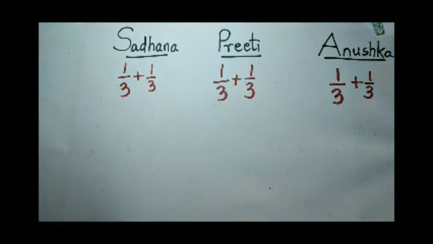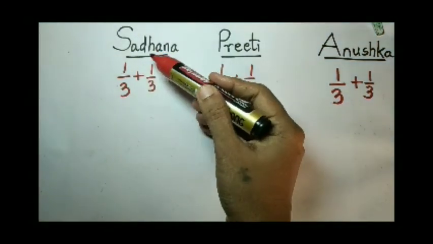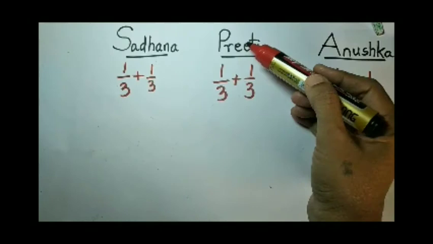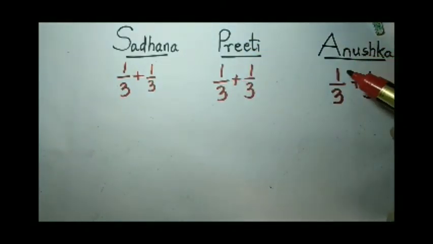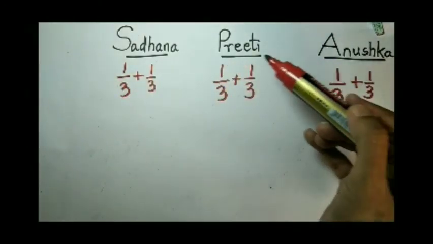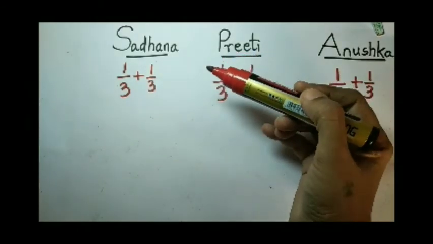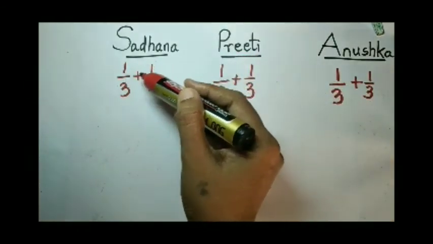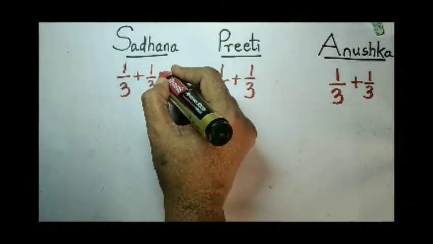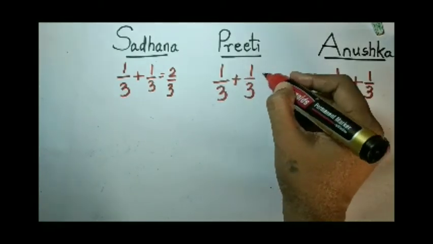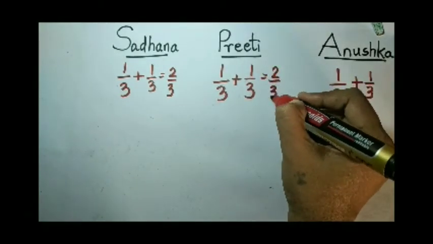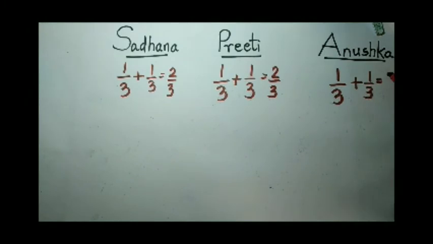So here we see all three girls get equal share of both the chapatis. Sadhana gets 1/3 plus 1/3, Preeti also gets 1/3 plus 1/3, and Anushka also gets 1/3 plus 1/3. So all three of them get equal share. So 1/3 plus 1/3 gives me 2/3. Here again, 1/3 plus 1/3 gives me 2/3, and 1/3 plus 1/3 gives me 2/3.